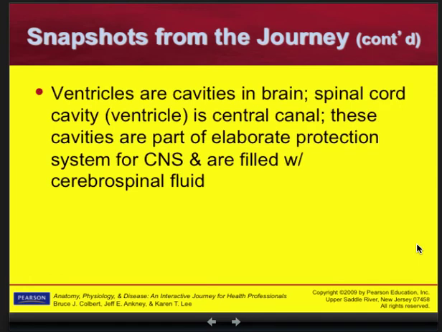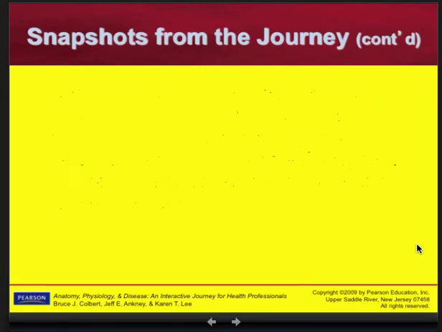Ventricles are cavities in the brain. The spinal cord cavity is called the central canal, and these cavities are part of an elaborate protection system for the central nervous system and are filled with CSF, cerebrospinal fluid.